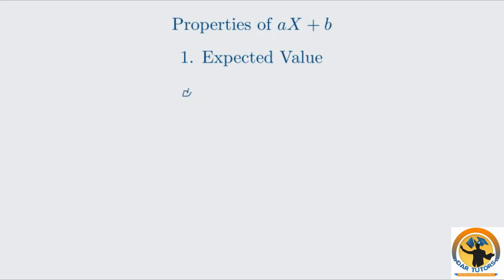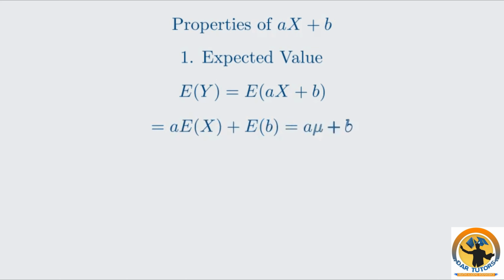Let's start with the mean, or expected value, E[aX plus b]. Using the linear properties of expectation we saw earlier, this becomes a times E[X] plus E[b]. We know E[X] is mu and E[b] is just b. So the expected value of our new variable Y is a times mu plus b. This is a very intuitive result. If you scale the variable by a and shift it by b, the mean scales by a and shifts by b.